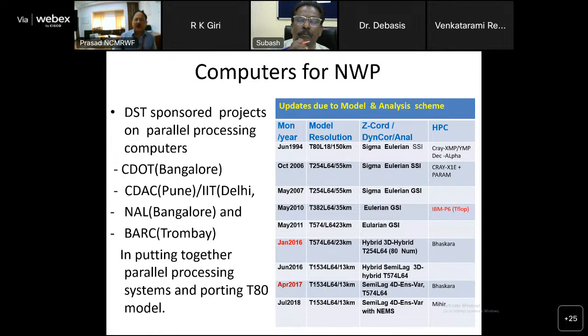This system is basically a complex system with the Cray dependent libraries and things, and a lot of efforts are made in India to make the system ported on various computing systems that are available, that are developed at India at CDOT, CDAC, NEL, BRC, etc. And these efforts are going on.